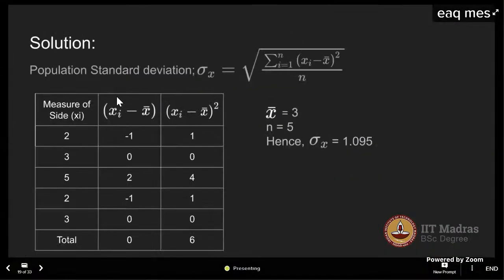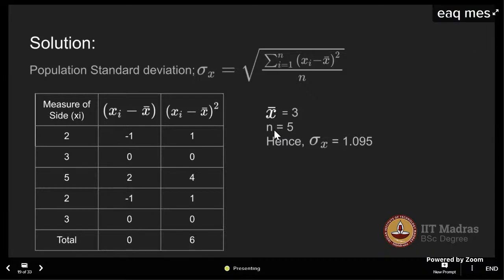Okay, so if you see here, the mean of the data will come out to be 5. Okay, mean is nothing but summing these 5 observations and dividing by 5. Okay, mean will come out to be 3, sorry. Number of observations are 5.